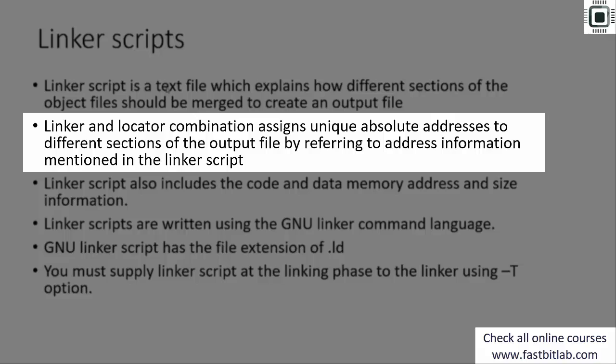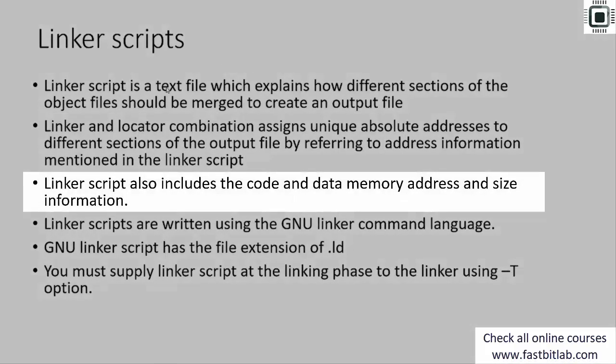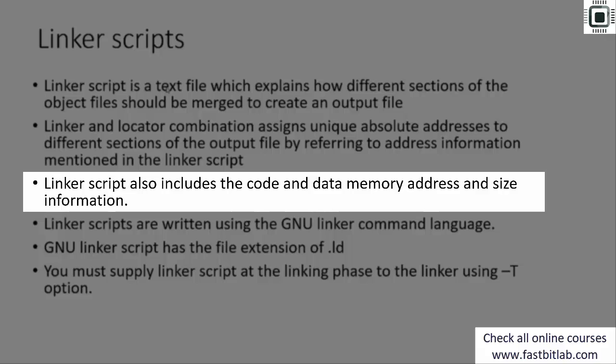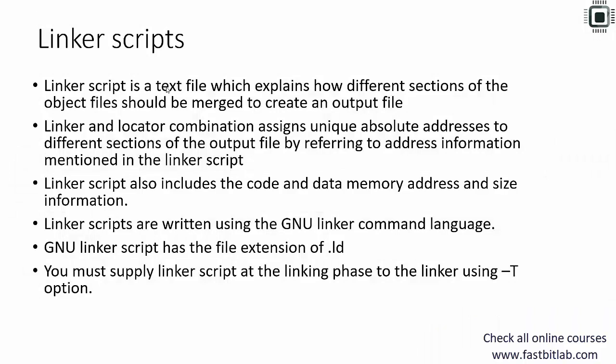The linker and locator combination assigns unique absolute addresses to different sections of the output file by referring to the address information mentioned in the linker script. The linker script also includes the code and data memory, address, and size information. So inside the linker script, you have to mention the various memories which are present on your target board, and also the size and address information.